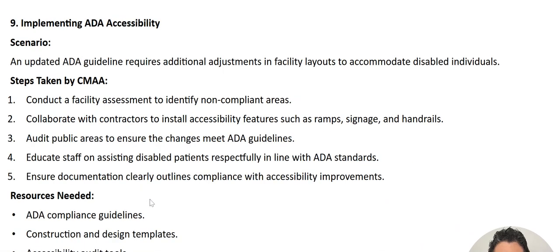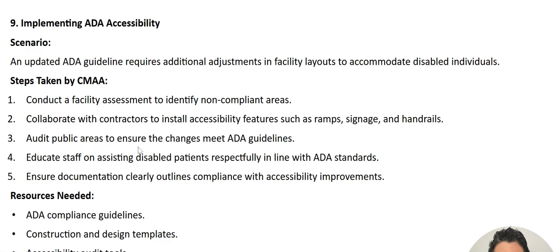Implementing ADA accessibility. Scenario: an updated ADA guideline requires additional adjustments in facility layouts to accommodate disabled individuals. Steps taken by CMAA: conduct a facility assessment to identify non-compliant areas, collaborate with contractors to install accessibility features such as ramps, signage, and handrails.